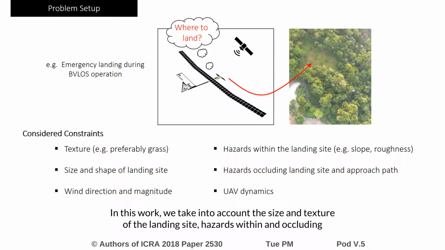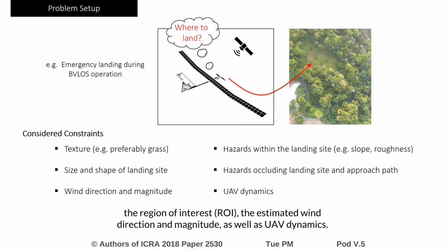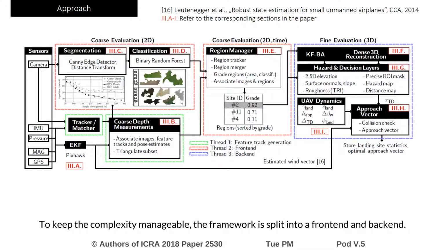In this work, we take into account the size and texture of the landing site, hazards within and occluding the region of interest, the estimated wind direction and magnitude, as well as UAV dynamics. To keep the complexity manageable, the framework is split into a front-end and back-end.